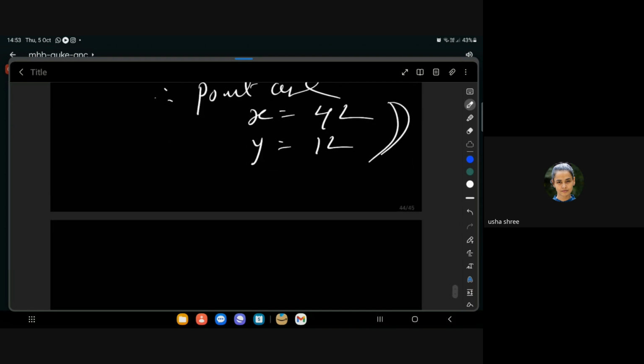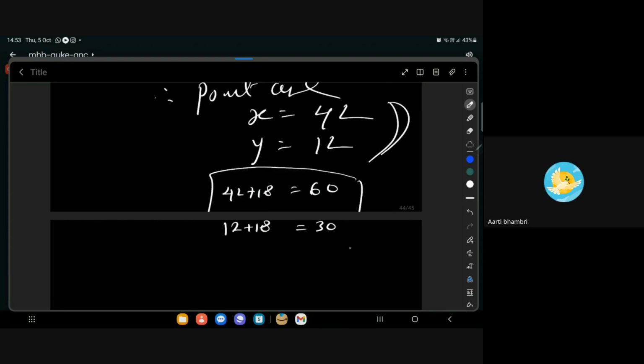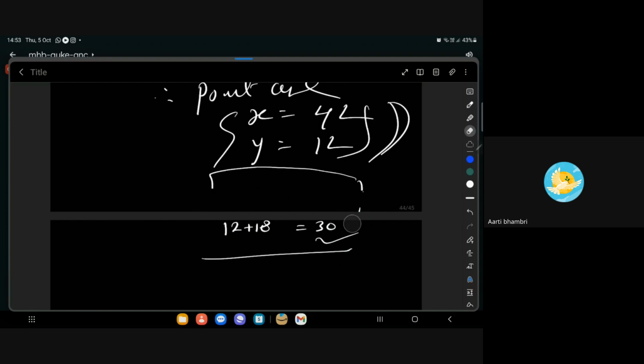After 18 years, father will be 42 plus 18, 60 years, and son will be 12 plus 18, 30. 60 is double 30. So this is correct. My previous calculation was wrong; somewhere I made some mistake. So this is the present age: 42 years father and 12 years son.